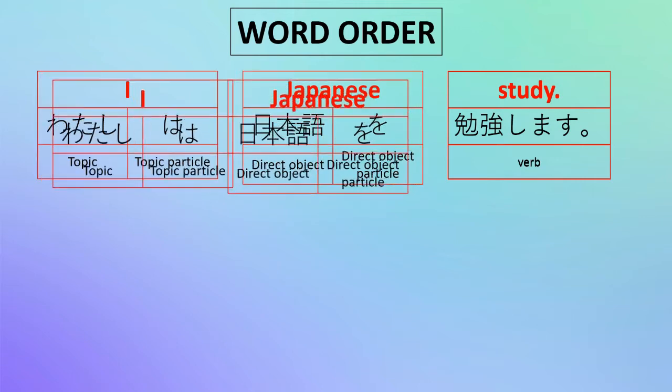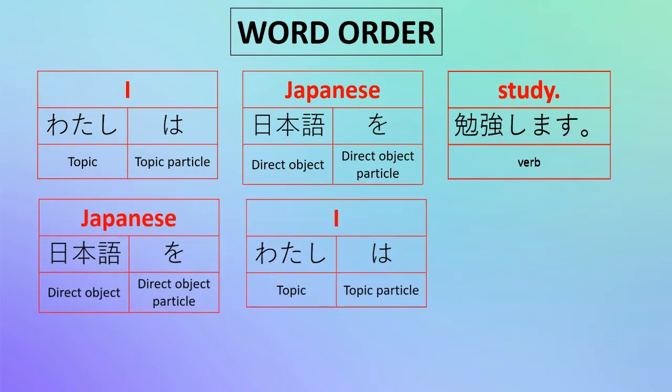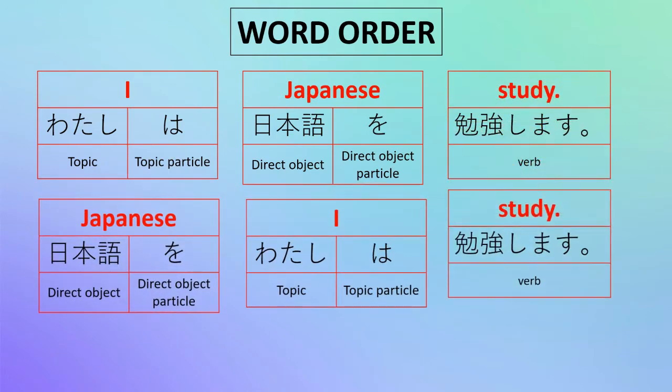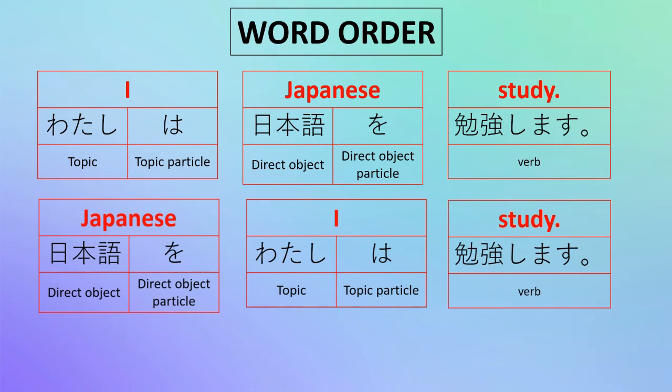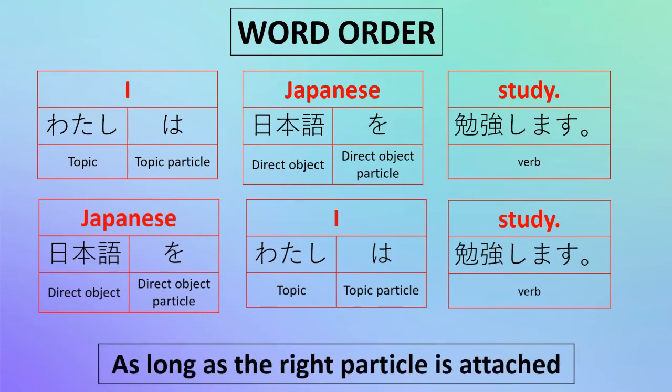But you can rearrange the topic and the direct object and retain the verb at the end of the sentence, and you will get the same idea. You will arrive at the same translation. You will be understood clearly by any Japanese speaker, for as long as the right particle is attached to the word. Take note of that, because if you put the wrong particle near the word, it may sound different, or it will sound other than what you want it to sound. The thought will not be there.